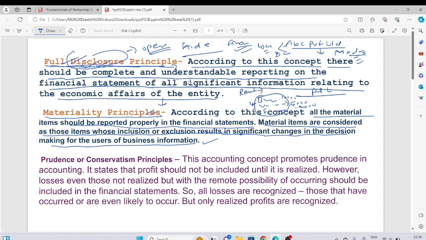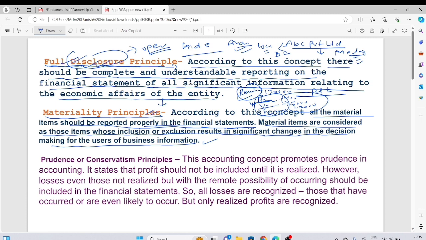Then you need not show all these heads. You just show the total amount. How much? 10 plus 5 plus 2, 17,000, a single head. It means rent is material, and house rent, vehicle rent, equipment rent are immaterial. So immaterial items should not be mentioned. The materiality concept says that the material item should be reported properly in the financial statement.